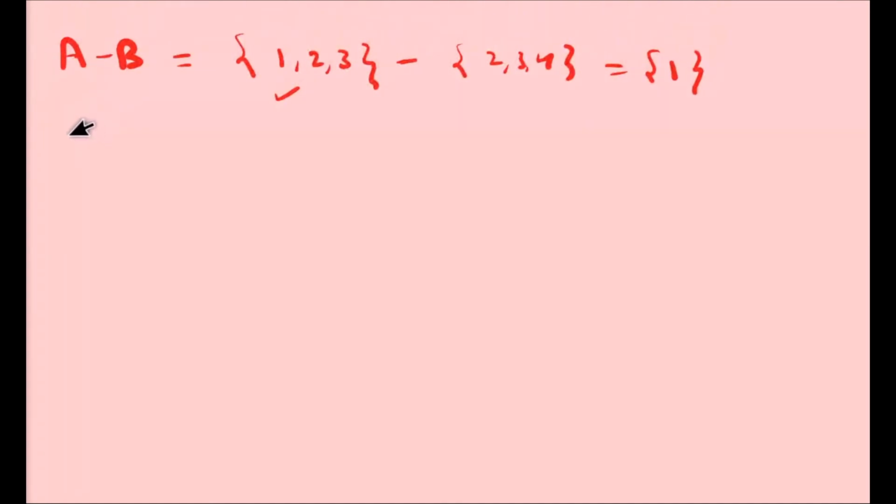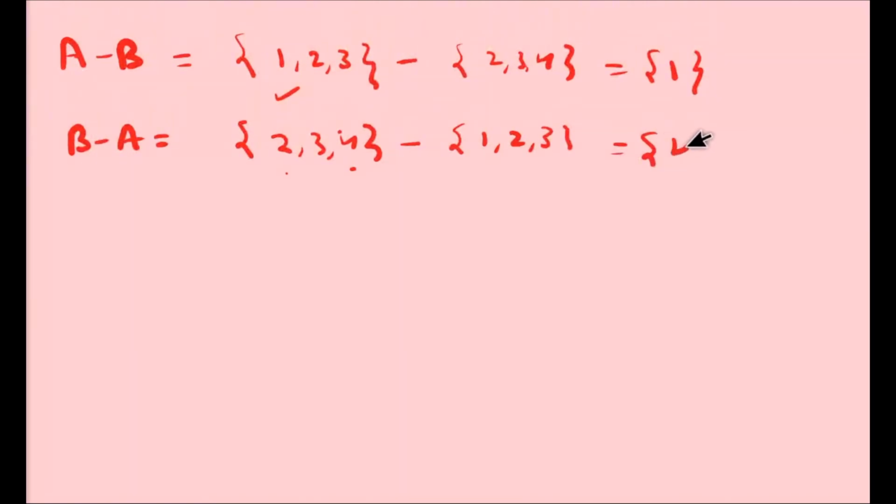Now if we want to say B minus A, in this example we have to describe B minus A. So 2, 3, 4 minus 1, 2, 3. We can say only 4 is a member which belongs to B minus A. So the answer is 4. This is the difference.